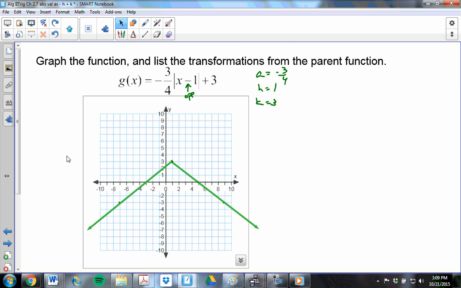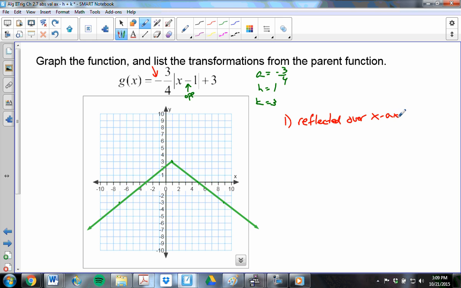Okay. If I want to list the transformations that took place, say how this changed from the parent function, I list them from left to right. So first it was reflected over the x-axis. Then it was dilated by a factor of 3/4. Since that's less than 1, that makes the graph flatter. It's vertically compressed because the graph gets flatter. Then it was translated right 1 up 3.